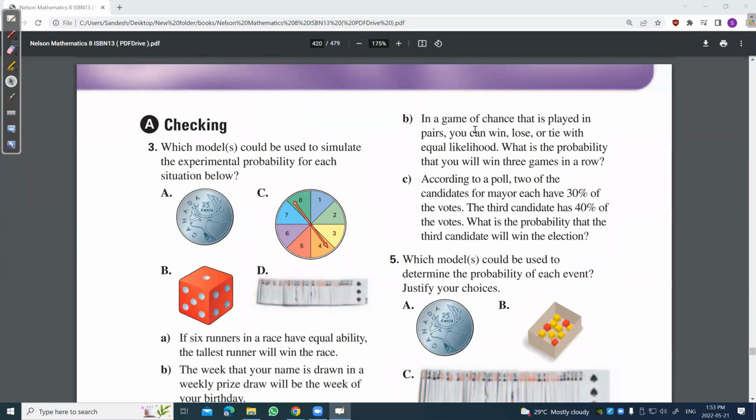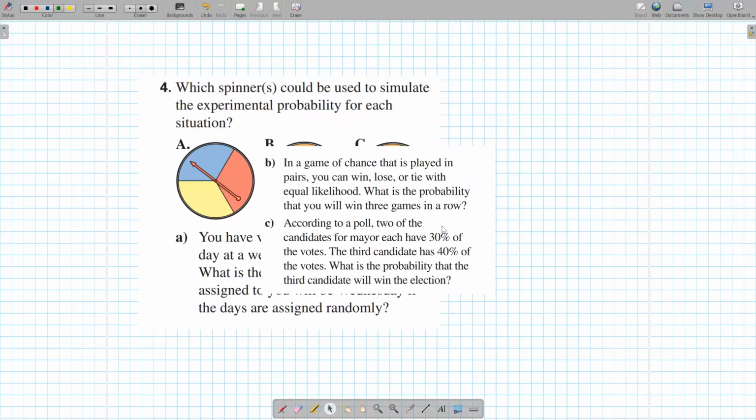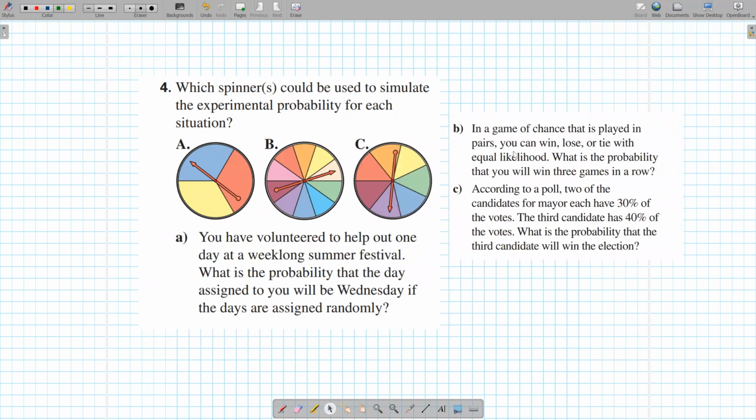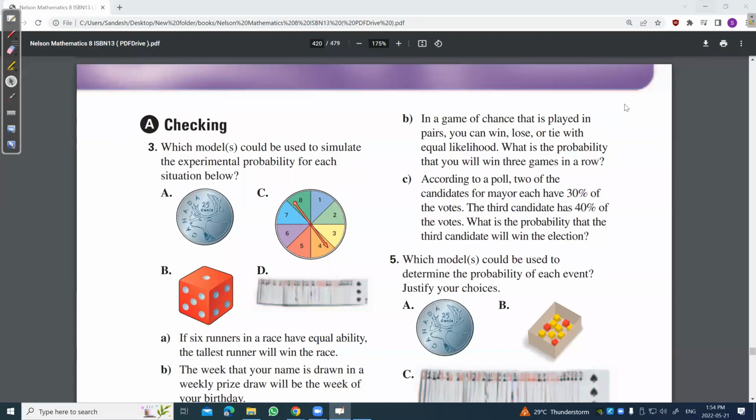In a game of chance that is played in pairs, let me pull this. Again, these are from the diagram. You can win, lose, or tie. So which diagram represents that probability? A. Yeah, A, because there's only 3 possibilities, which is also called the sample size. C must be B automatically, yeah? C must be B through the power of elimination.